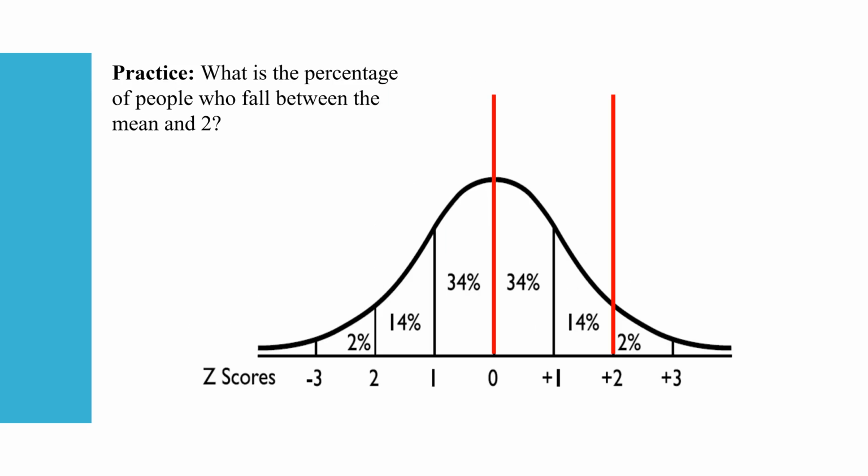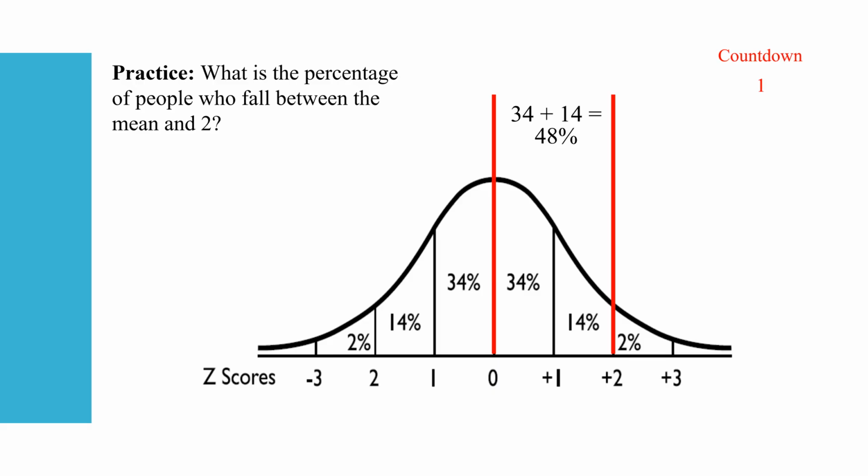Here's a problem for you to try using that same addition as before. What is the percentage of people who fall between the mean and a z-score of +2? The answer will be shown in 5 seconds. The answer to this one is 48%, which we get by adding that 34 and 14%.